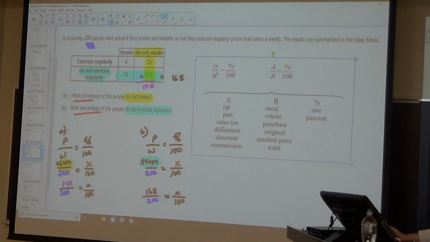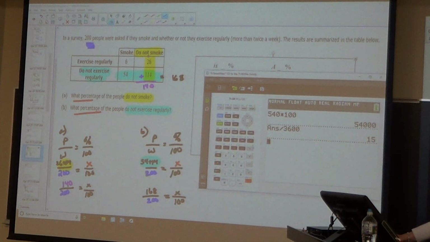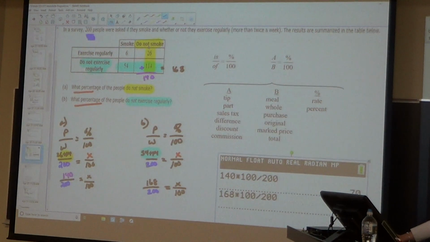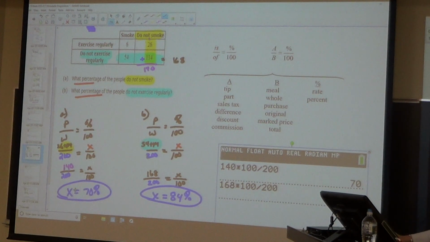And I would cross multiply. So for Part A, it would be 140 times 100 divided by 200, and then 168 times 100 divided by 200. And you may have done it different, which is fine. I just do all mine the same. That way I don't have to think of a different one, and we're solving for percent, so I put my percent sign behind it.